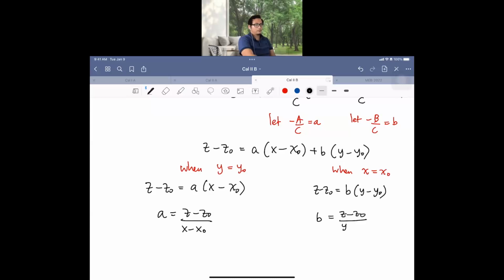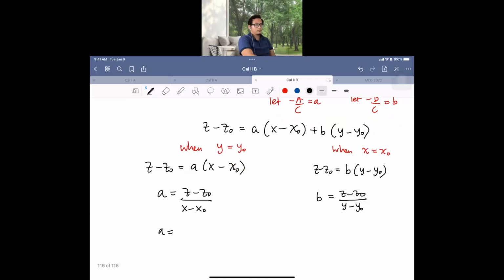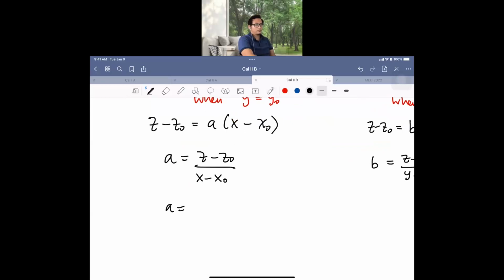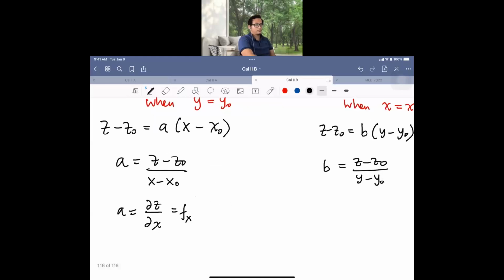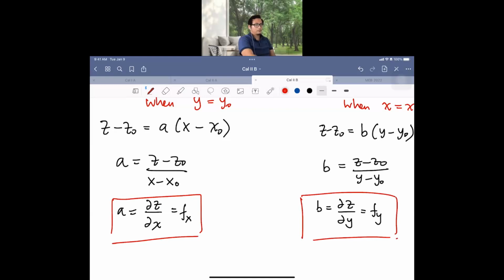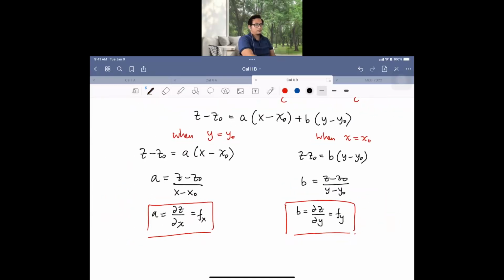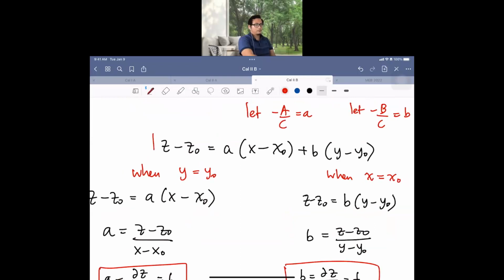And thus we are going to have a. It seems that this has some change in Z divided by change in X. Or if that is very small, we can write it as partial Z partial X. And here we can have b as partial Z partial Y. Now from this conclusion, this will imply that we can write down the equation as this one, with a and b as our partial x and partial y.